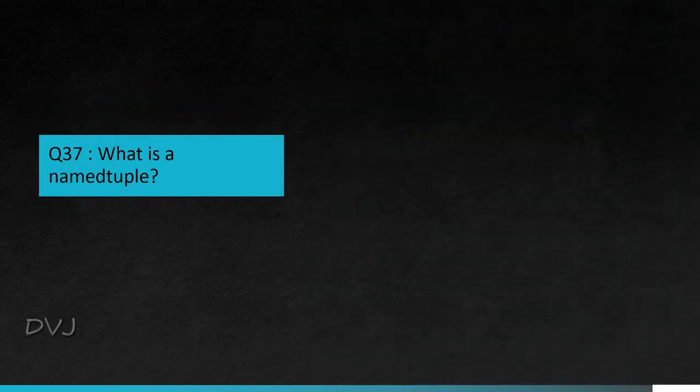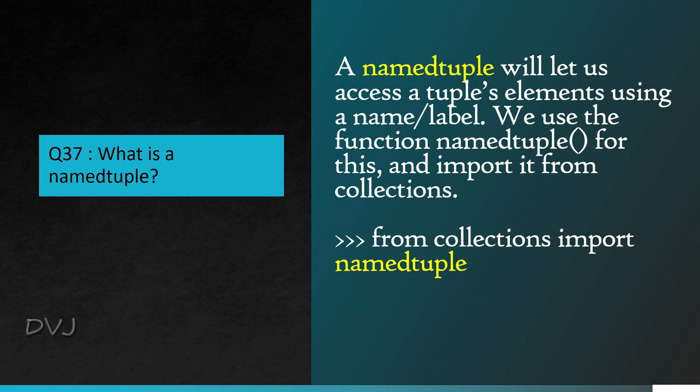Question number 37. What is a named tuple? A named tuple will let us access a tuple's elements using a name or label. We use the function namedtuple for this, and import it from collections. From collections import namedtuple.